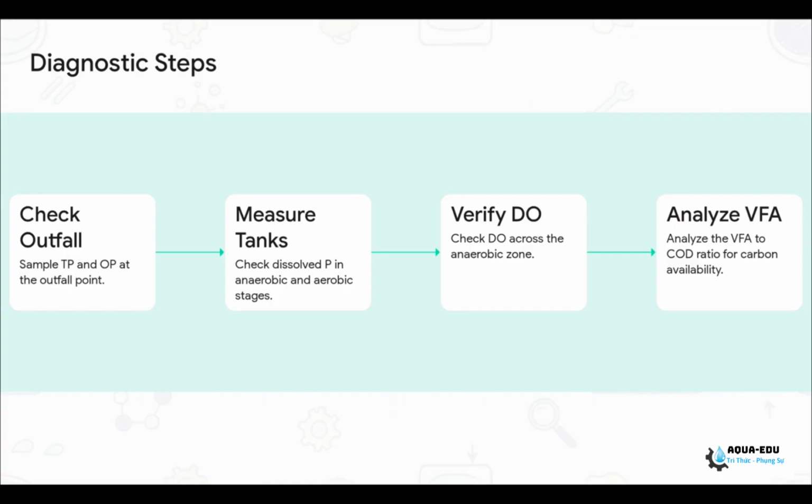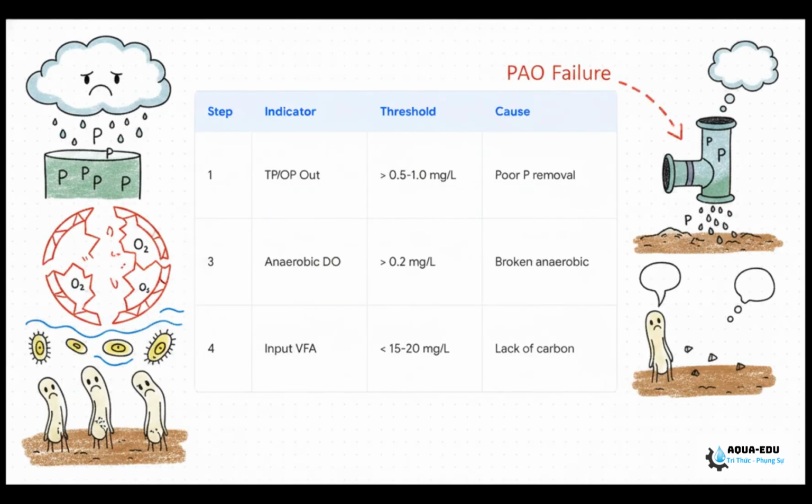Third, verify your anaerobic DO at multiple locations to make sure oxygen isn't leaking in. And finally, analyze that VFA to COD ratio to ensure your bugs actually have the carbon fuel they need. What's wild here is how clearly these testing thresholds link directly to the root cause of the failure.